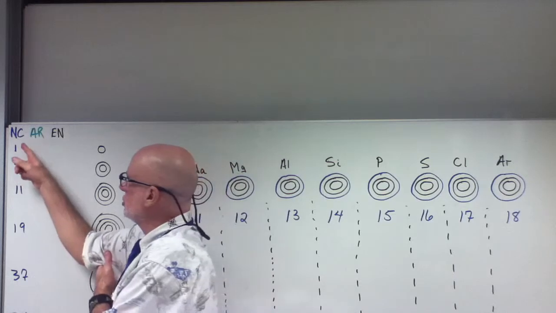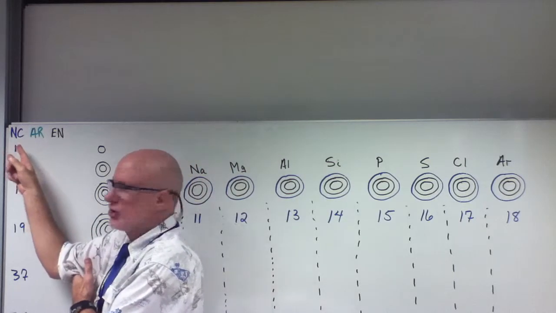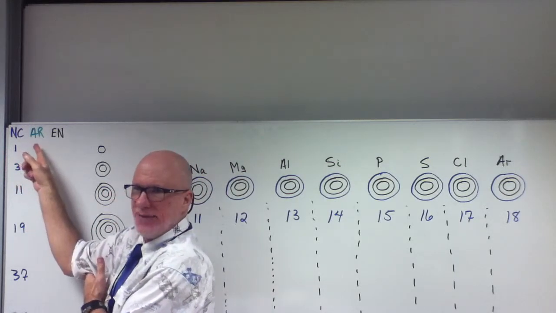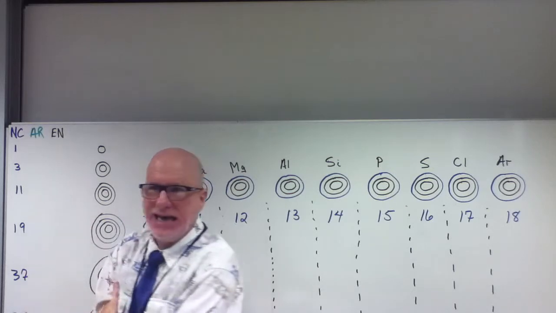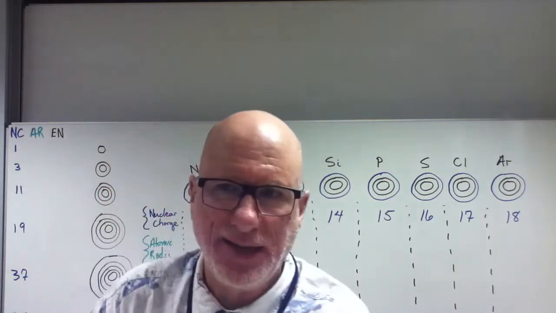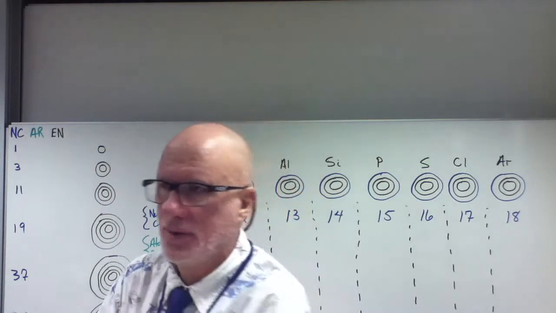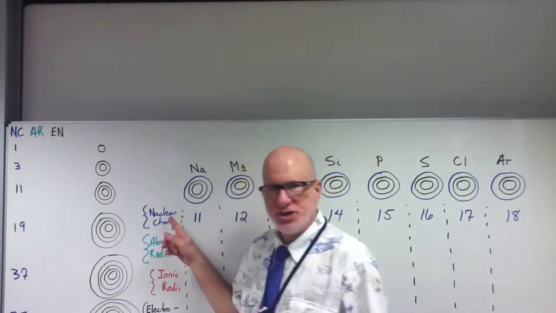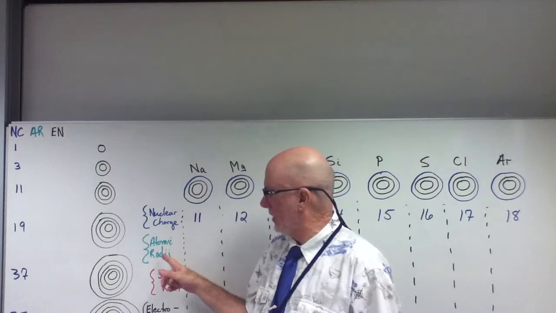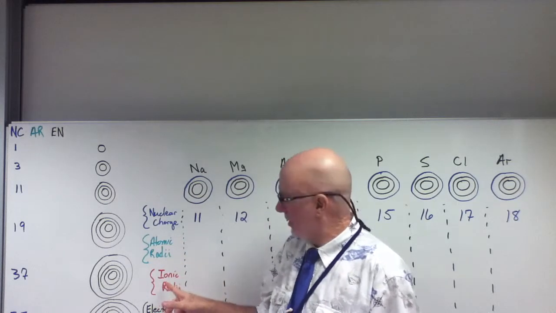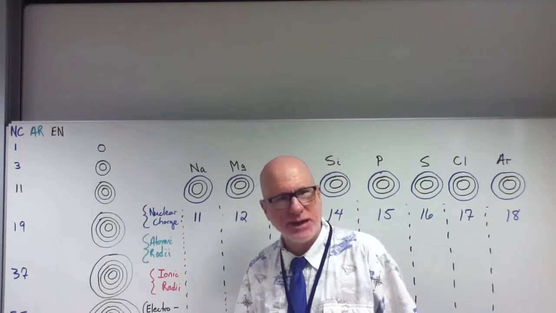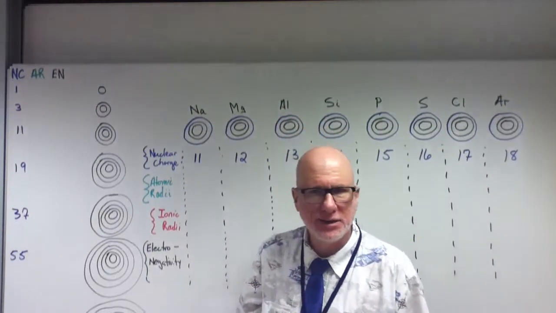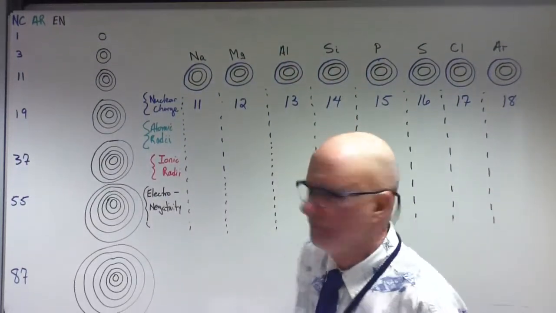This is the nuclear charge. NC is nuclear charge, AR is atomic radius, and EN is electronegativity. Clear? Okay. So nuclear charge is blue, atomic radius is green, ionic radius is red, electronegativity is black. Are we okay with that? Is there anybody who's not with me?